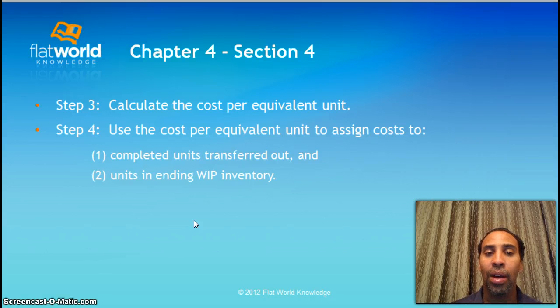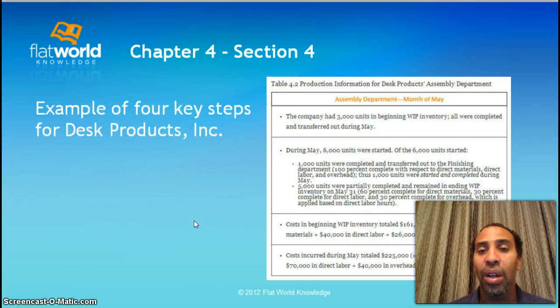Step four, use the cost per equivalent unit to assign costs to completed units transferred out and units in ending work in process inventory. We need to know how much we've sold. We also need to know how much we're currently holding. So you have to listen very, very carefully to this part because it gets a little tricky, and I'm going to flip-flop between a couple slides and you'll see why.